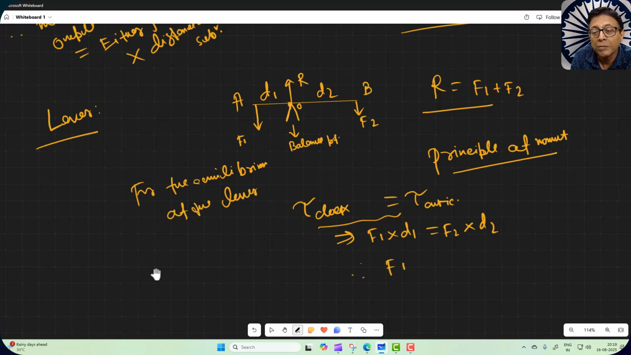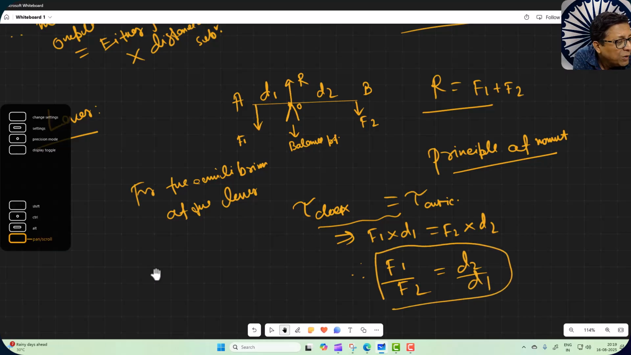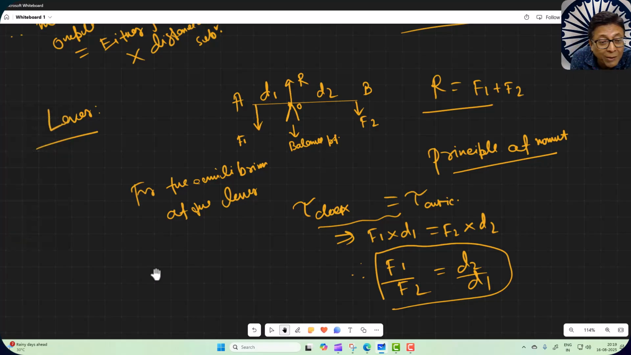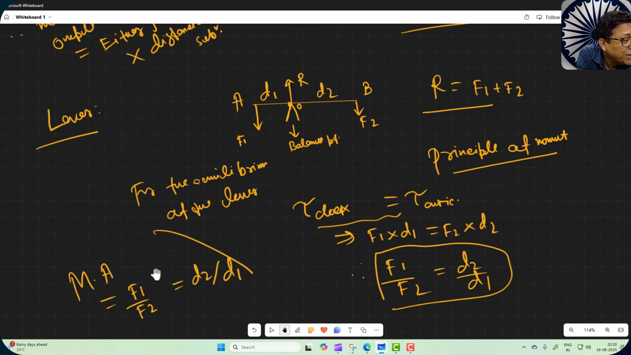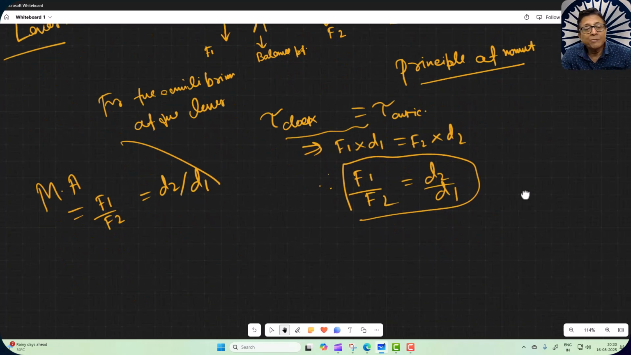Therefore, F1 by F2 is going to be what? d2 by d1. This is the principle of moment here. Okay? And the mechanical advantage of the lever is F1 by F2, which is given by d2 by d1. Okay? So principle of moment done.